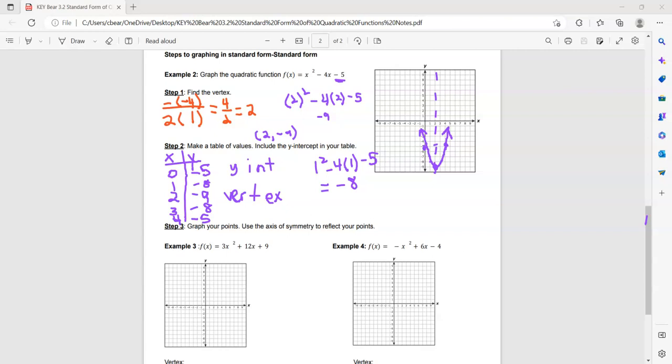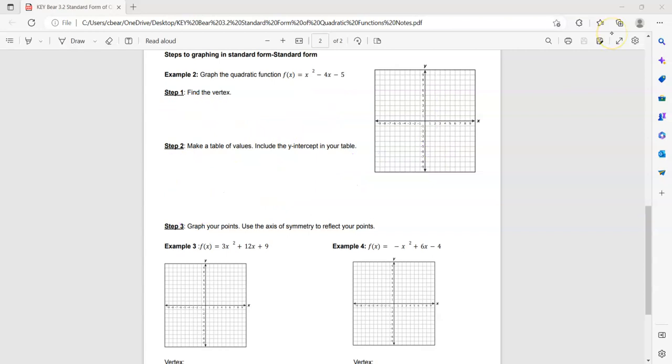I am not going to do examples 3 and 4 only because this thing is just being ridiculous, but I wanted you to at least see an example of how to graph. So now you're going to do your skill check and then see what happens from there. I will check your skill checks to make sure that they work out okay.